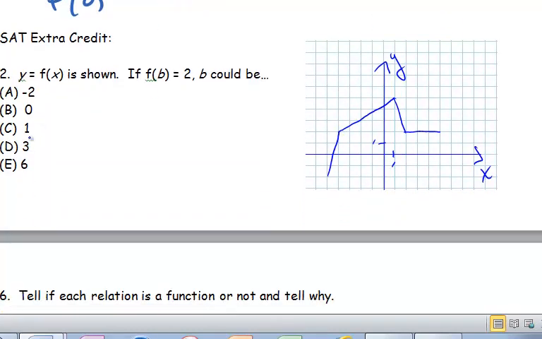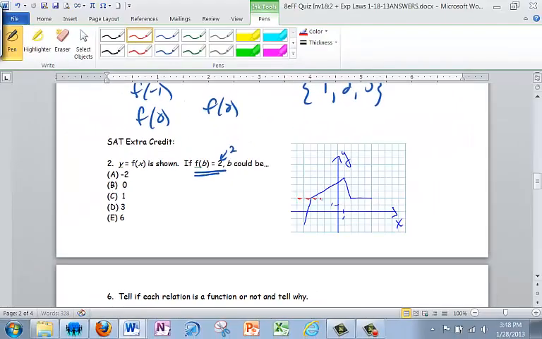Okay. The SAT extra, I kind of like this one. When you do f of b equals 2, they're telling you the y value is 2. So you go to the y value of 2, that's right here. I'm going to do that in different colors so you can see it. So here's your y value of 2. So anywhere that the function is 2 is what the x value might be. So you can check it out.